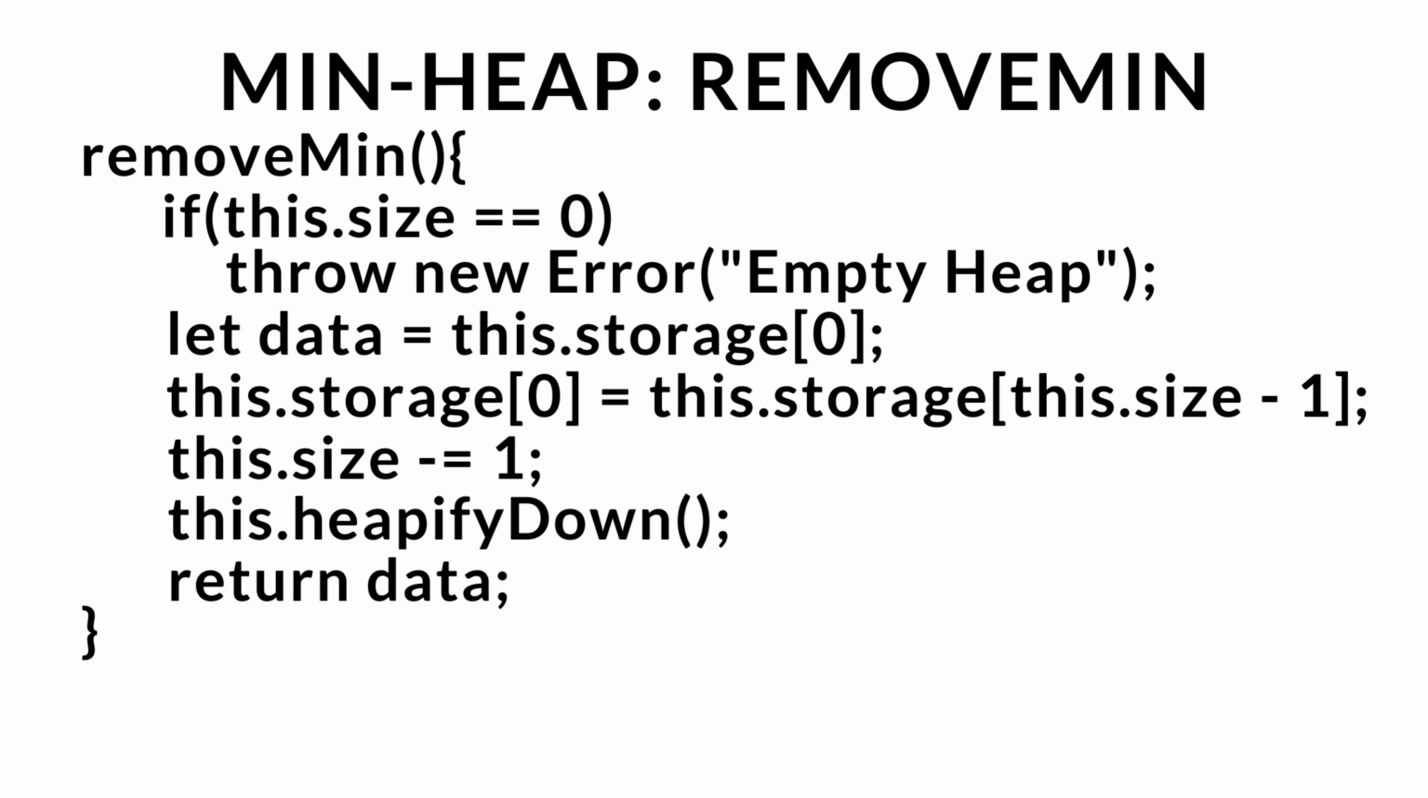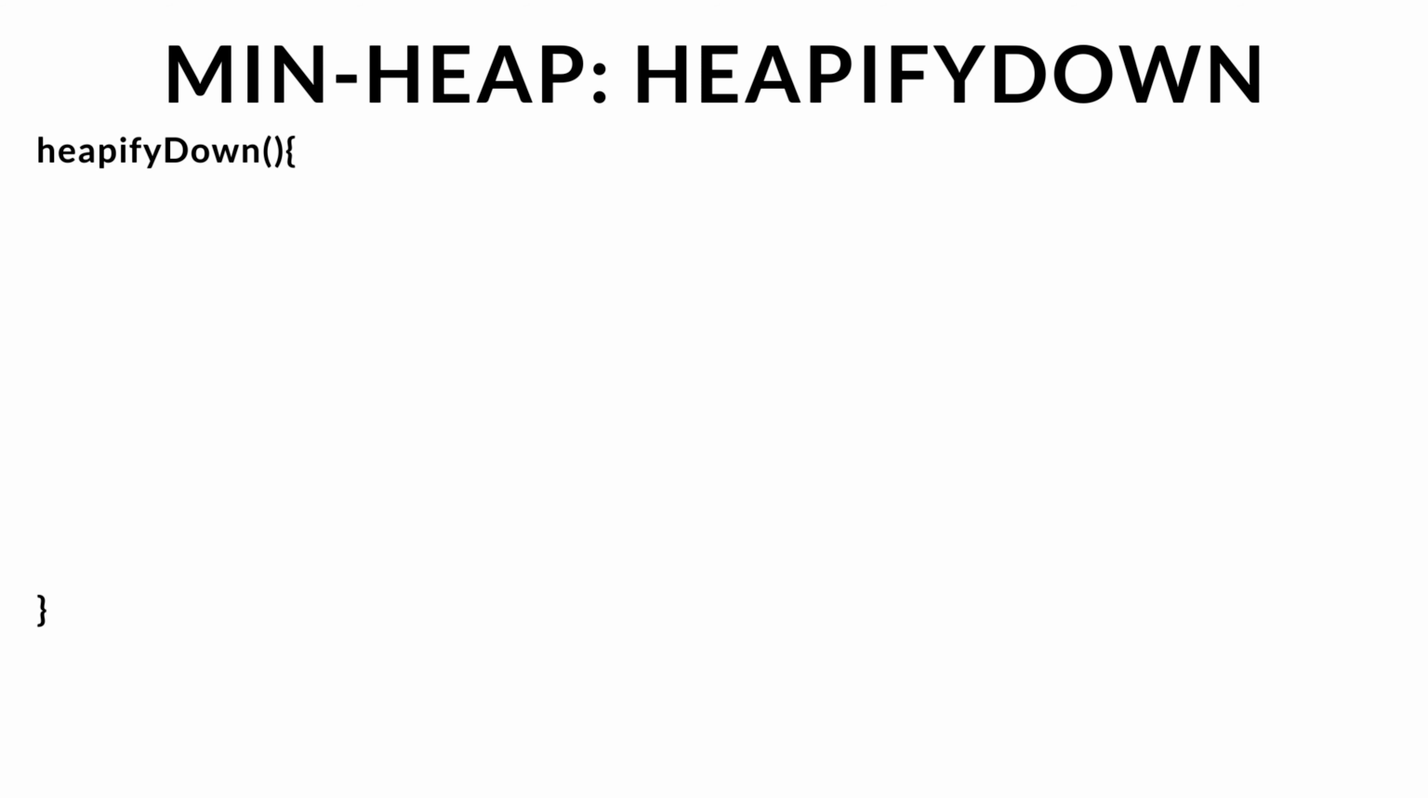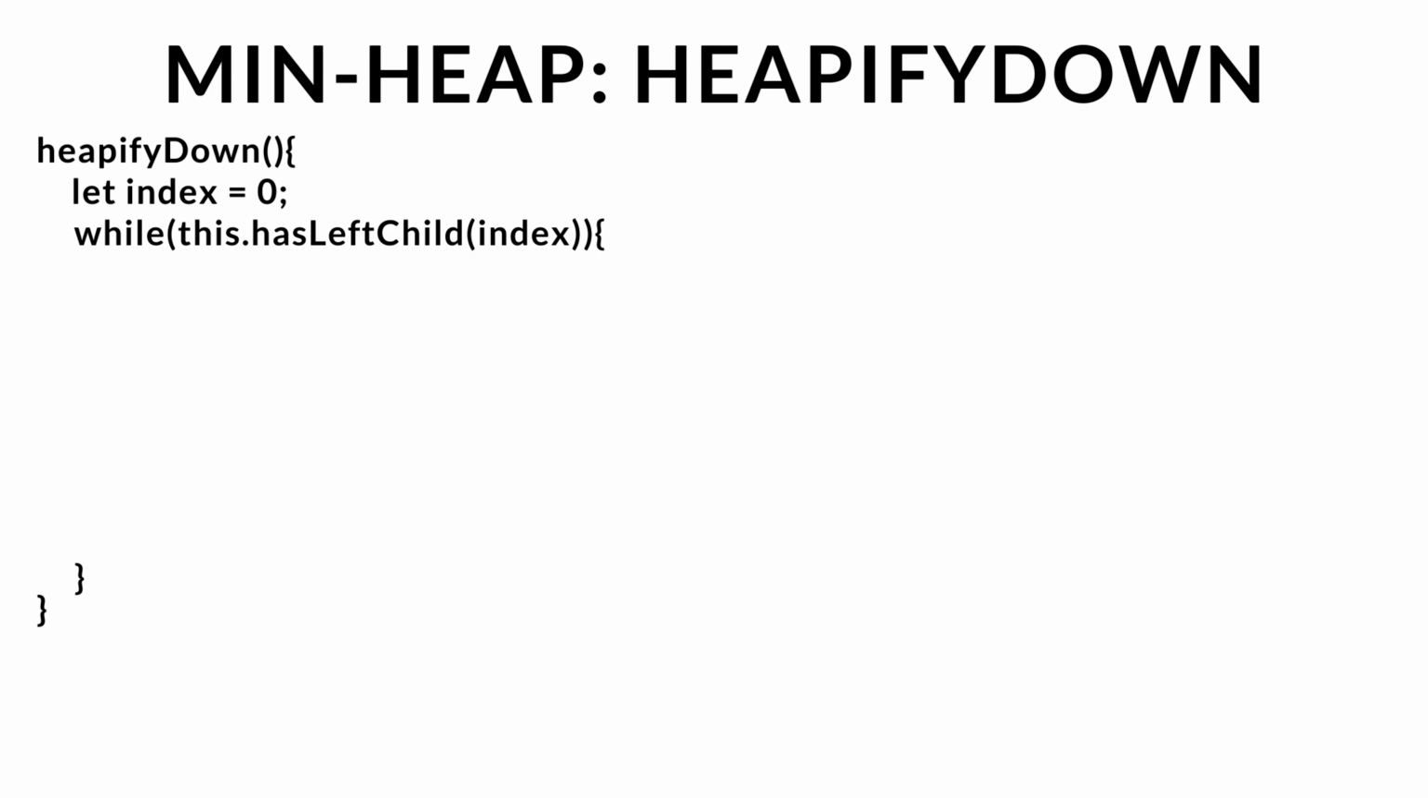Taking a look at our iterative heapifyDown method, first we need to start at the root node. So that's at index 0. We then need to go down the tree, so we'll use a while loop, and we want to keep going as long as we have a left child. Now the reason we only check for the left child is because a heap must be a complete tree, so it must be filled from left to right. So we only need to check the left child, since if it doesn't have a left child, there's no possible way for it to have a right child.